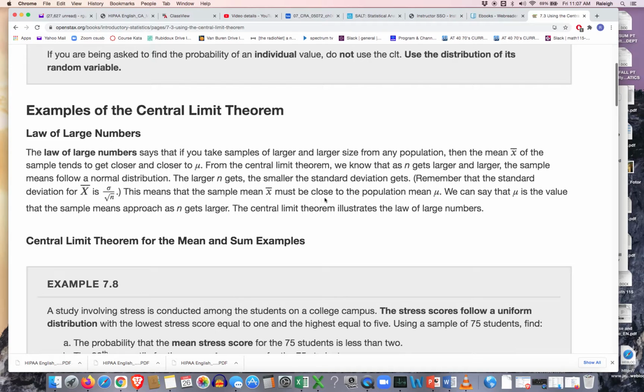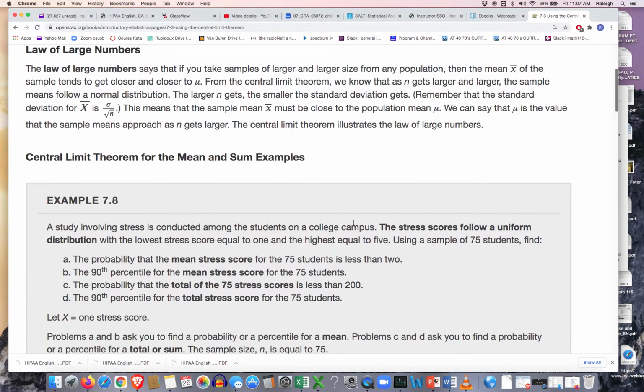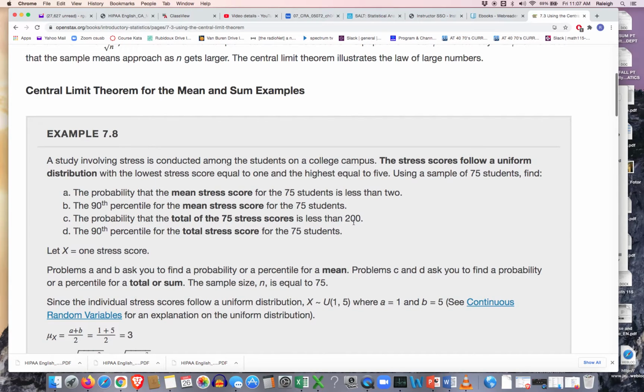So the sample mean must be getting closer to mu, has to be with bigger samples. And mu is the value the sample means approach as n gets larger. It has to do with the law of large numbers. So here we have example 7.8. I guess I can work through some of this.